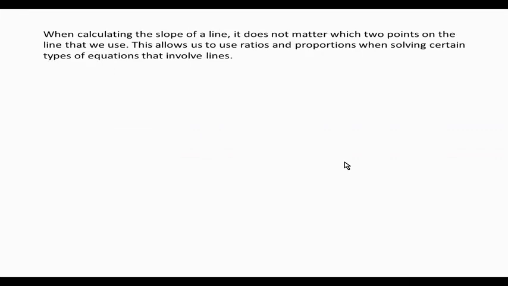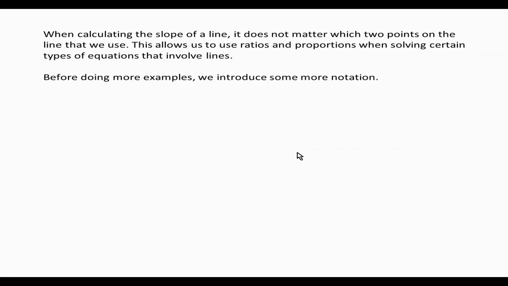Now, when calculating the slope of a line, it does not matter which 2 points on the line we use. This allows us to use ratios and proportions when solving certain types of equations that involve lines. In the language of math, we say that the slope of a line is an invariant. It doesn't change just because you're using 2 different points. The slope of a line never does change. Once you've found it, that's it. It never changes.